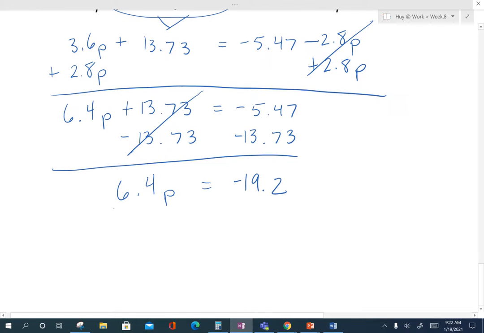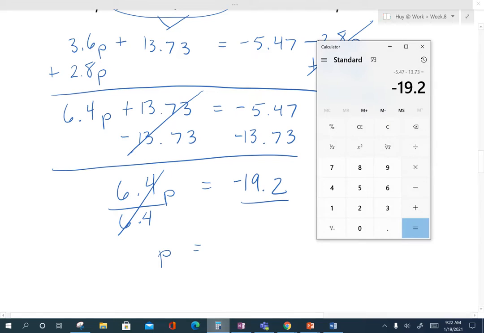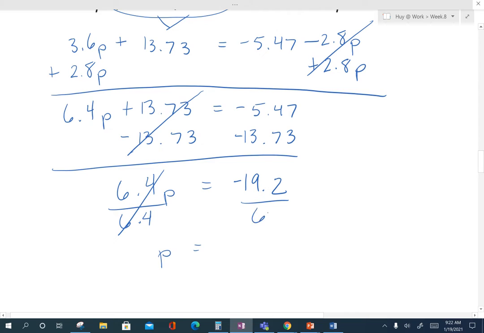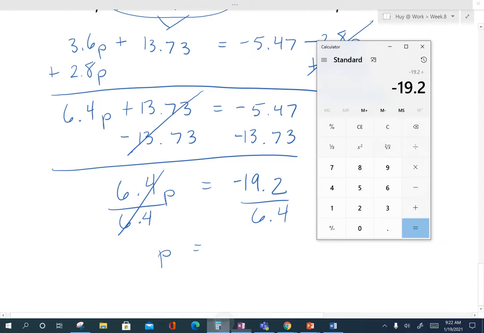All right, so now we're going to divide both sides by this 6.4 so that they cancel out, leaving us just p alone on the left side. Now I have negative 19.2 divided by 6.4 equals negative 3.